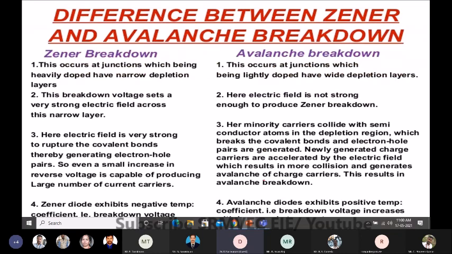Already we have seen what avalanche breakdown and Zener breakdown are. Avalanche happens due to internally created charge carriers, the breaking of covalent bonds. Zener breakdown is based upon the doping level. At a particular voltage the breakdown happens, electron-hole pairs are generated, and the current increases.